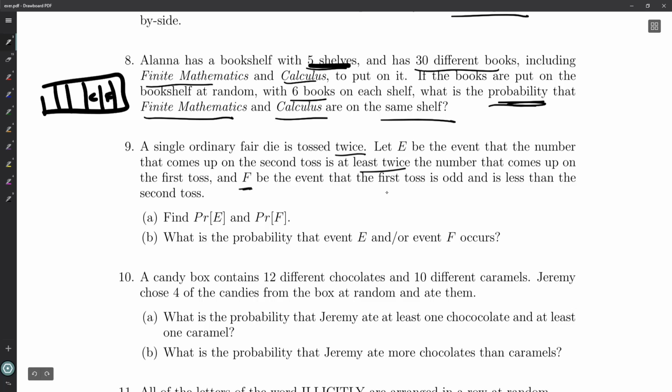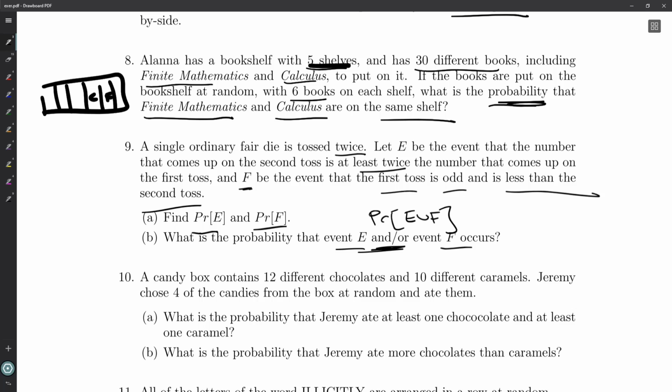And F is the event that the first toss is odd and is less than the second toss. Find the probability of E, find the probability of F. And then what is the probability of the event E and/or F? So that's now somebody asking me about a union.